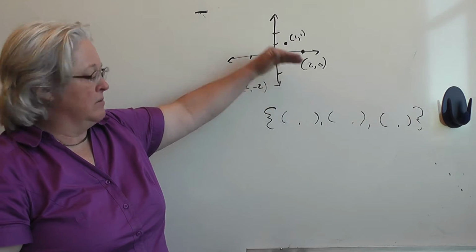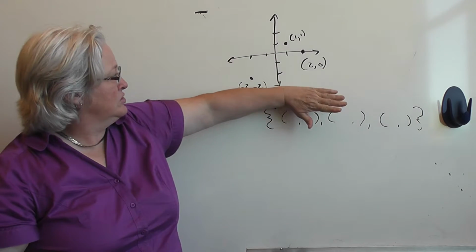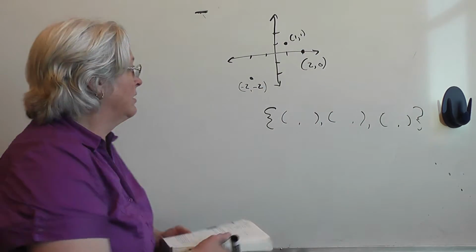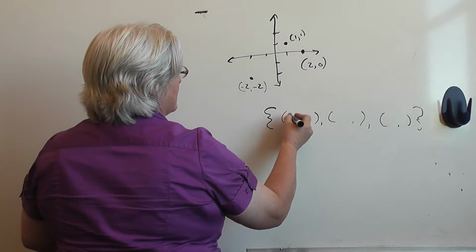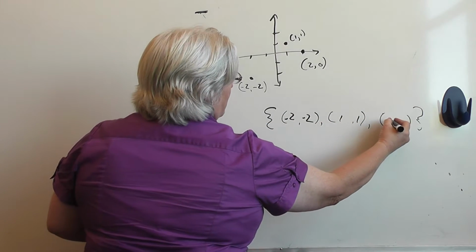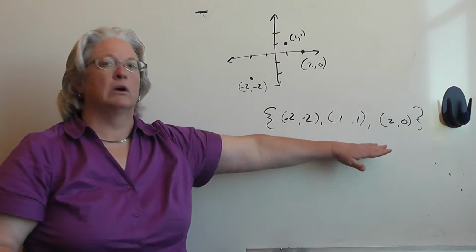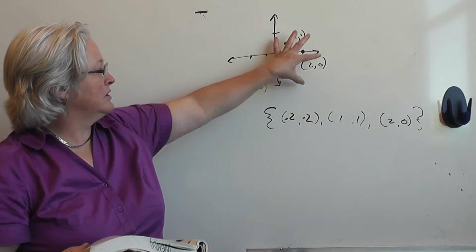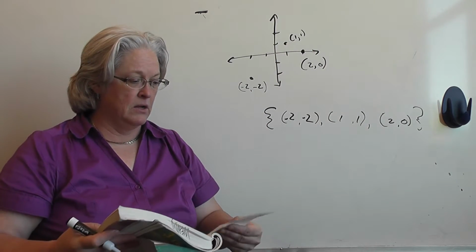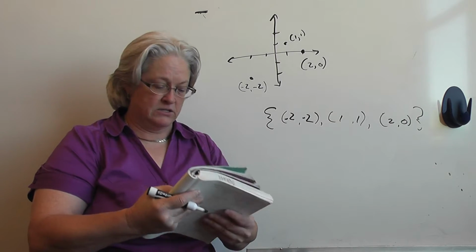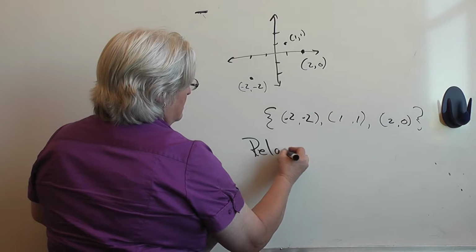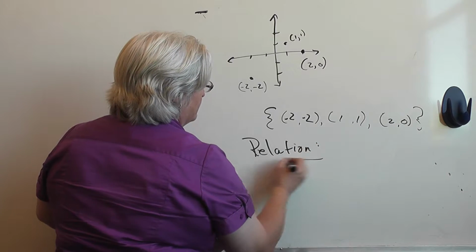So when it says give the relations shown by this graph, what you do is you go in and you figure out what those coordinates are, and then you use this set-builder notation to show the points that are a part of that relation. So this is a relation here. We're graphing the relation of ordered pairs. So your book says on page 88 that a relation is a set of ordered pairs.